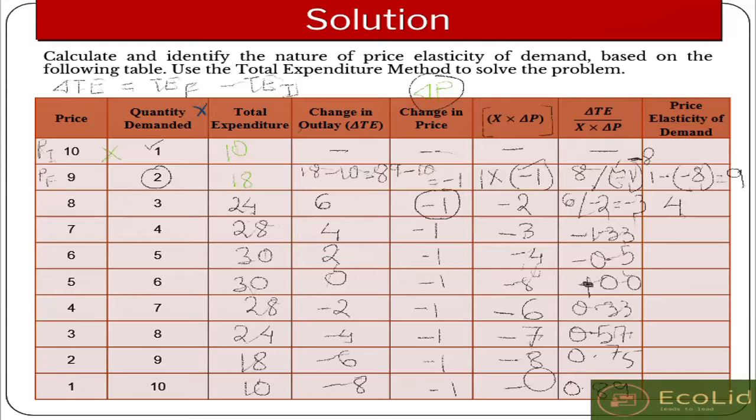Accordingly, we will calculate those values. So it is 4, then 2.33, then this value will be 1.50, here it is 1, then the value will be 0.67, 0.43, and here it will be 0.25, and finally we will have 0.11.